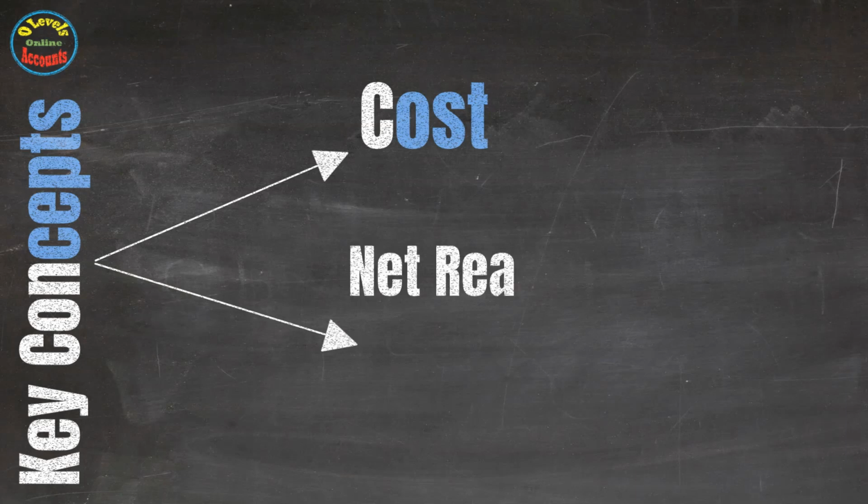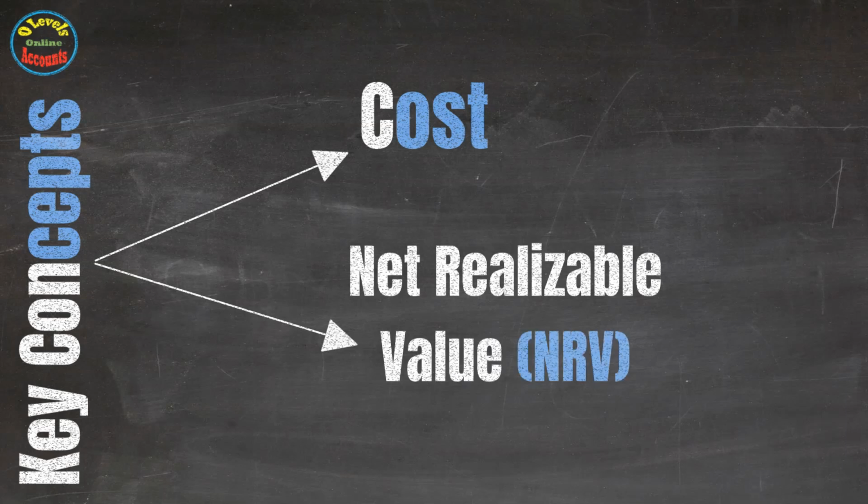Second one is net realizable value. This is the estimated selling price, in the ordinary course of business, minus the estimated costs of completion, and the estimated costs necessary to make the sale. NRV represents the amount that the company expects to realize from the sale of the inventory.